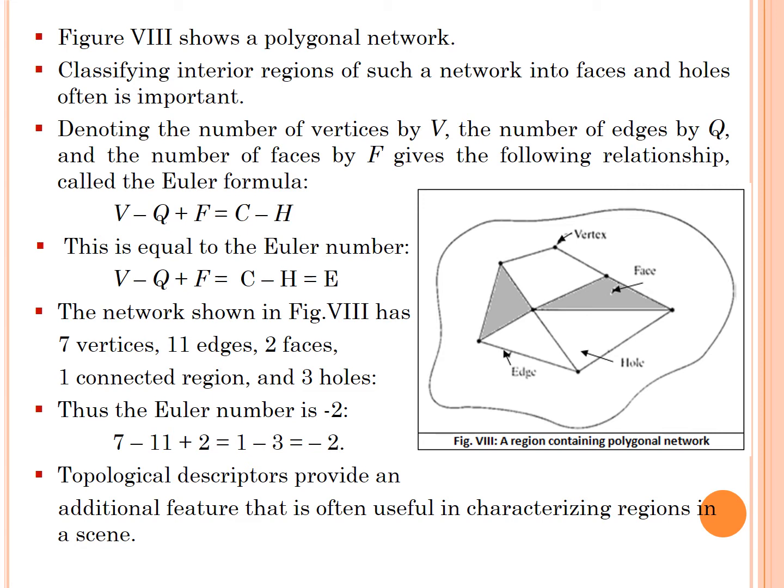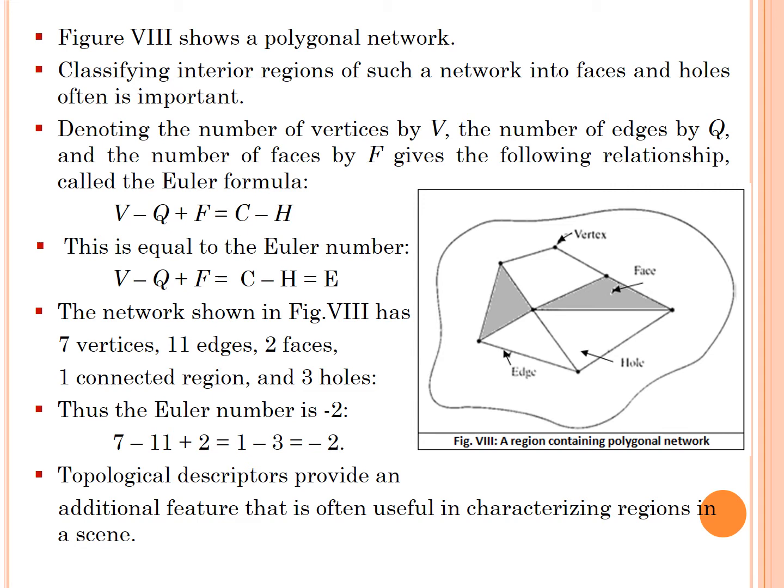Denoting the number of vertices by V, the number of edges by Q, and the number of faces by F gives the following relationship called the Euler formula. V minus Q plus F is equal to C minus H, which is equal to the Euler number E.